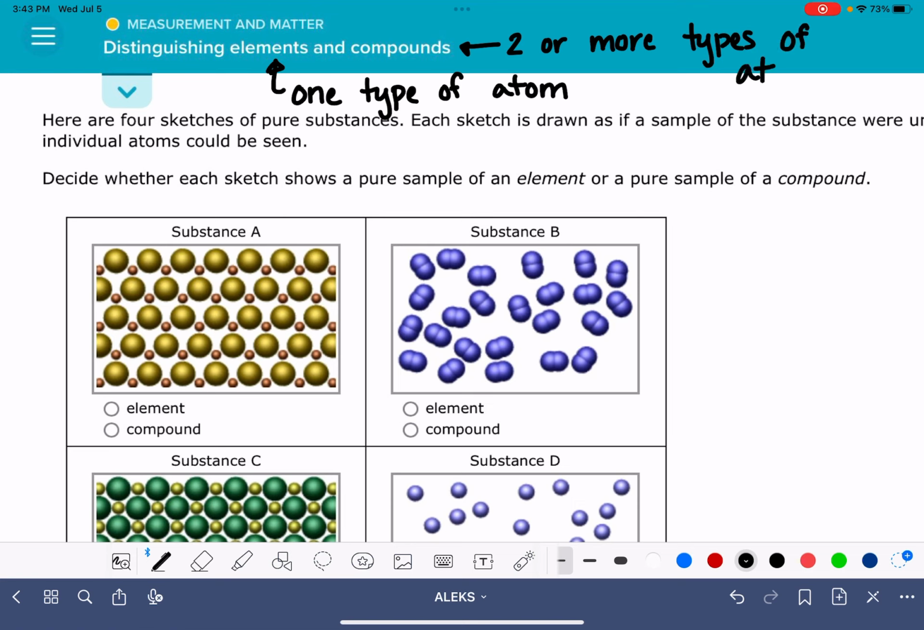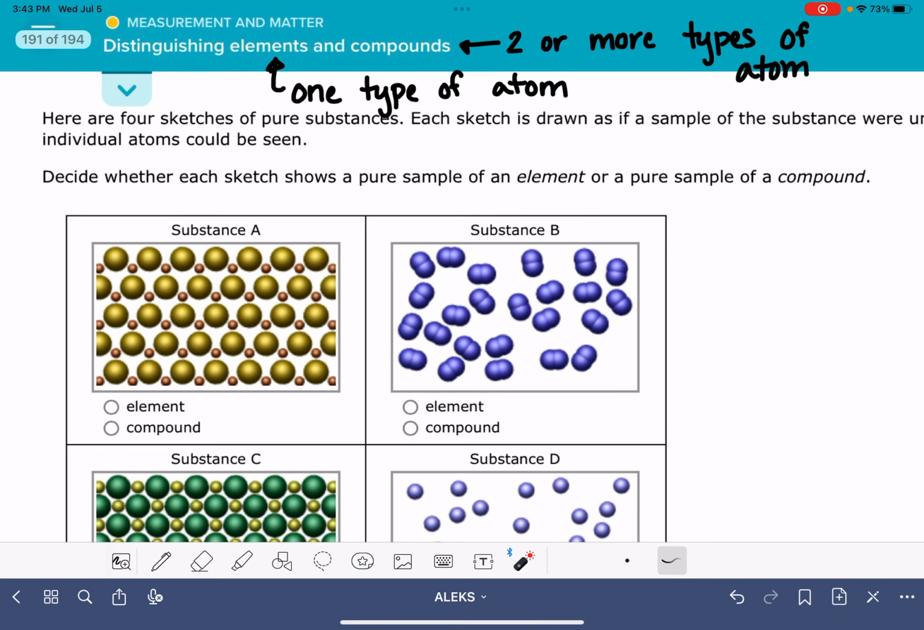Now, in this ALEKS problem, you are given 4 zoomed in pictures of different substances, and you're asked to classify each one of these pictures as representing either an element or a compound. It's important for you to know that ALEKS is representing atoms as spheres. Different types of atoms are being represented using different colors and also different sizes of spheres.